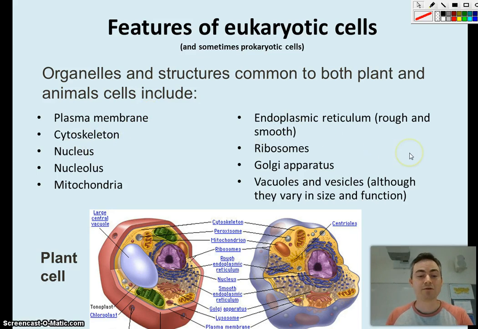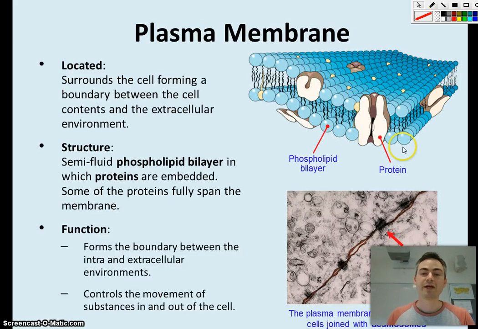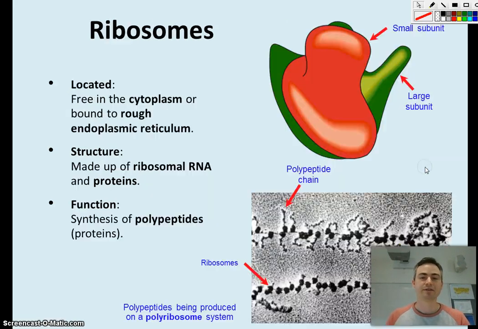Let's have a look at some of those and then we'll have a look at some of the differences between them too. So plasma membrane we know a bit about. We're going to come back to it in a lot more detail when we deal with movement across the membrane. So I'm going to leave it for now just to save us some time. Ribosomes I spoke about a moment before as well.